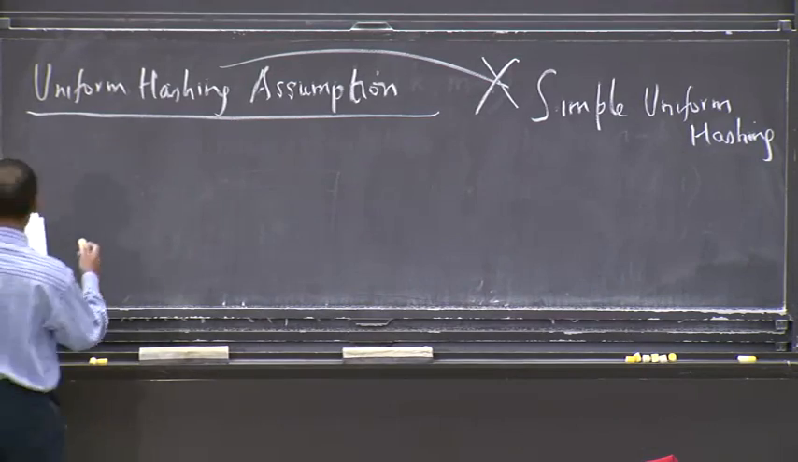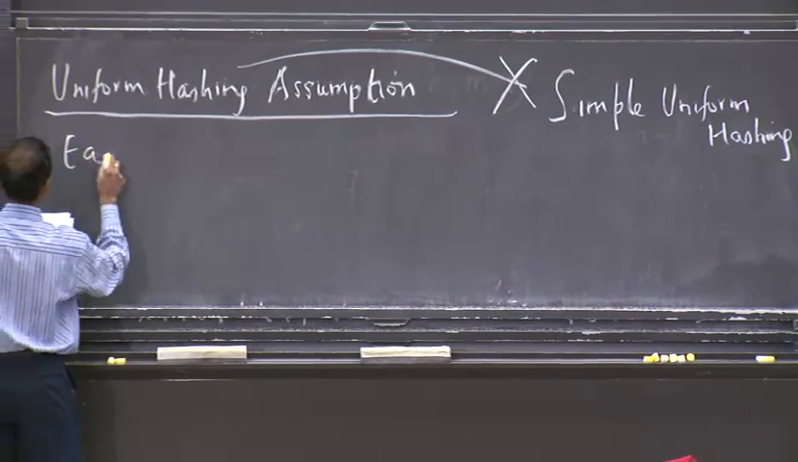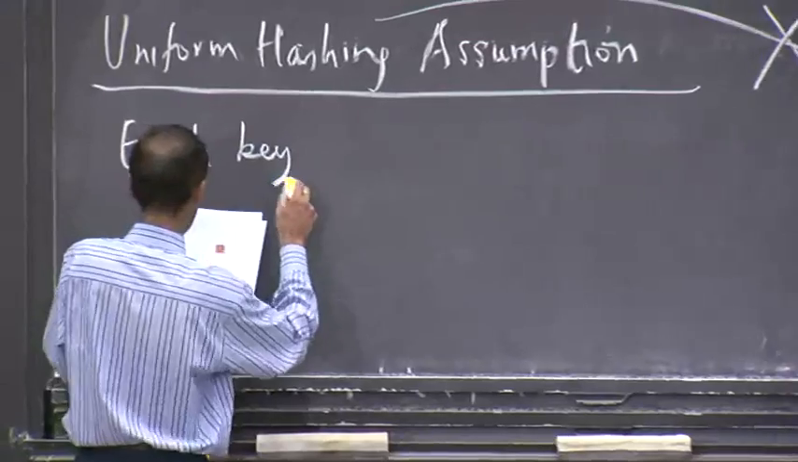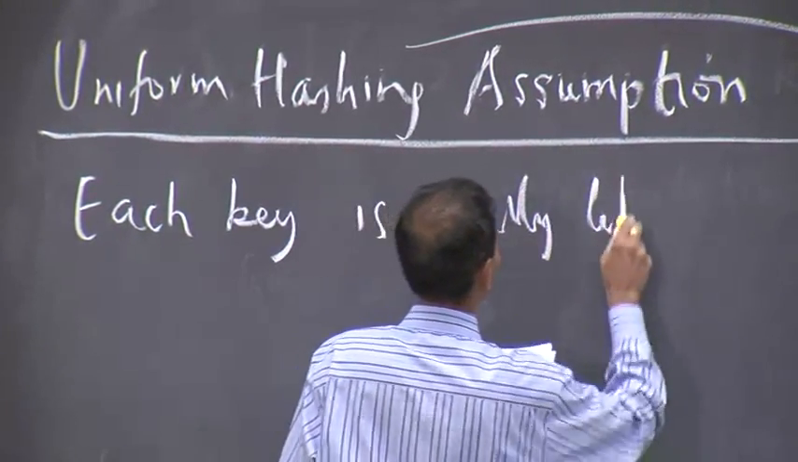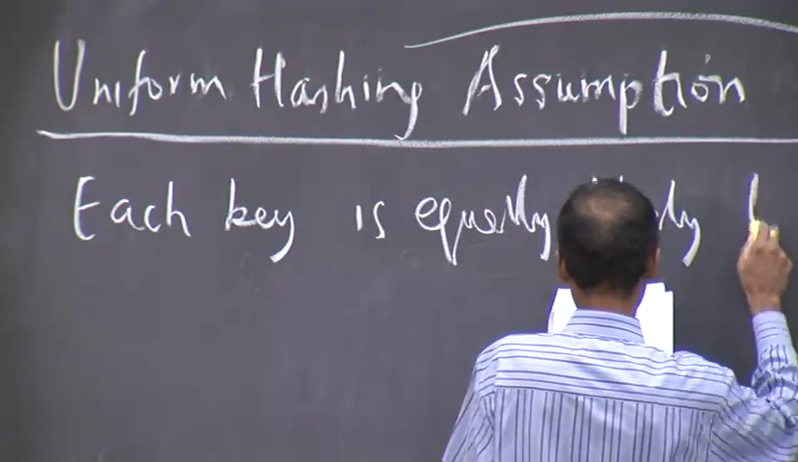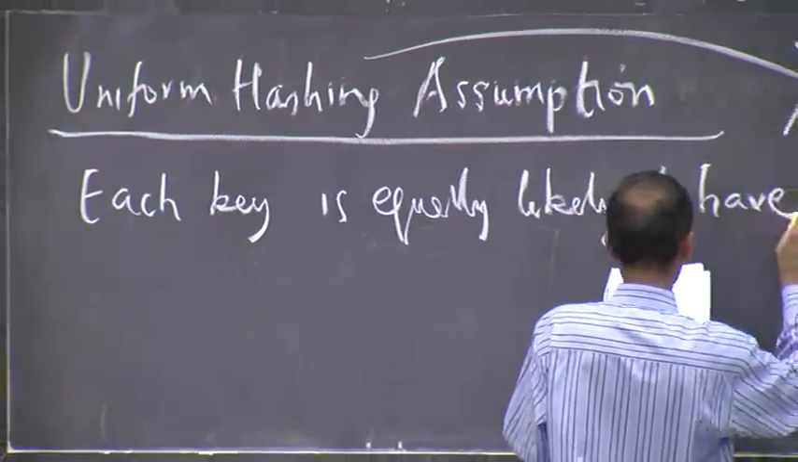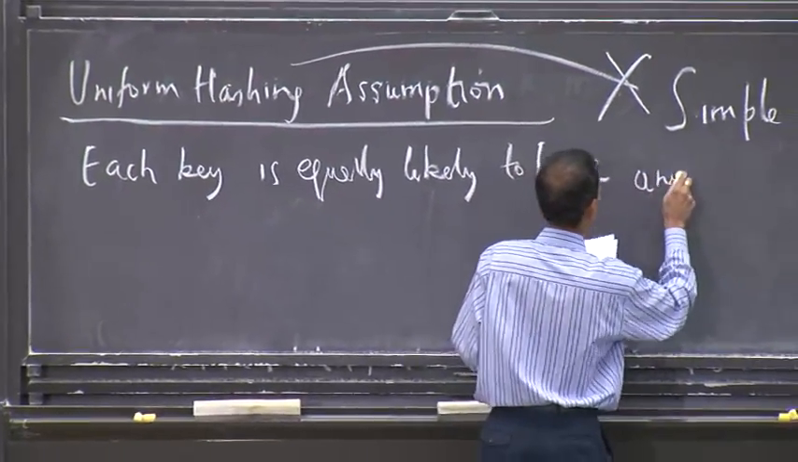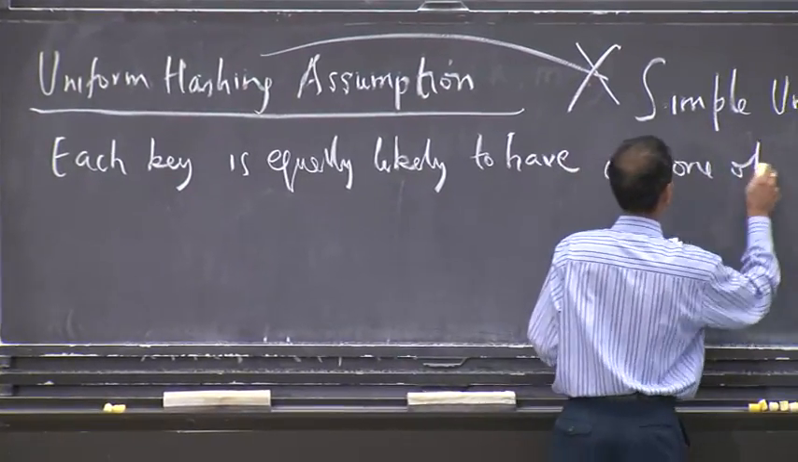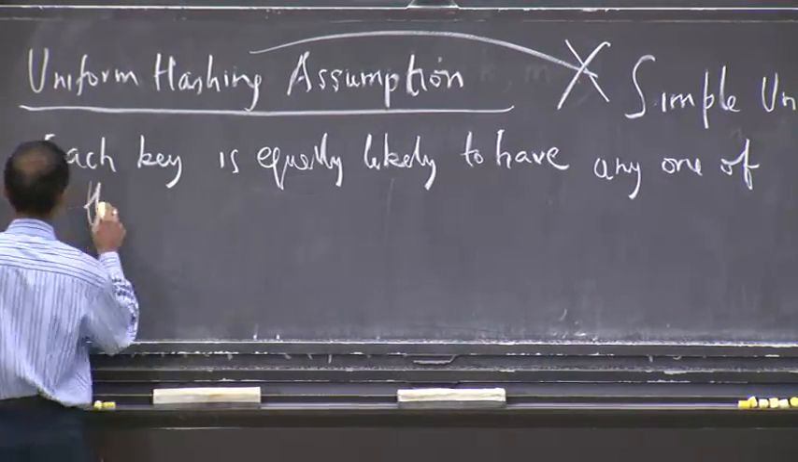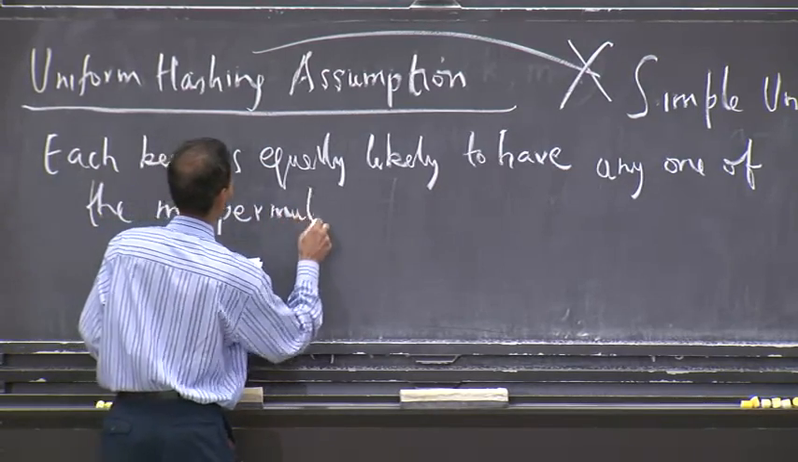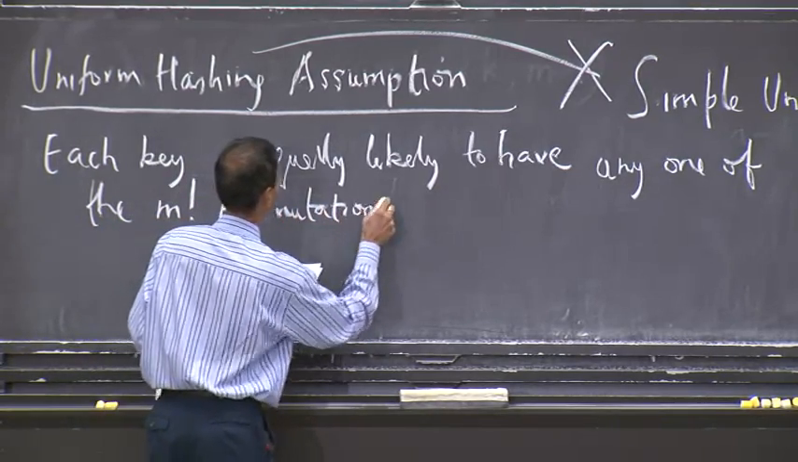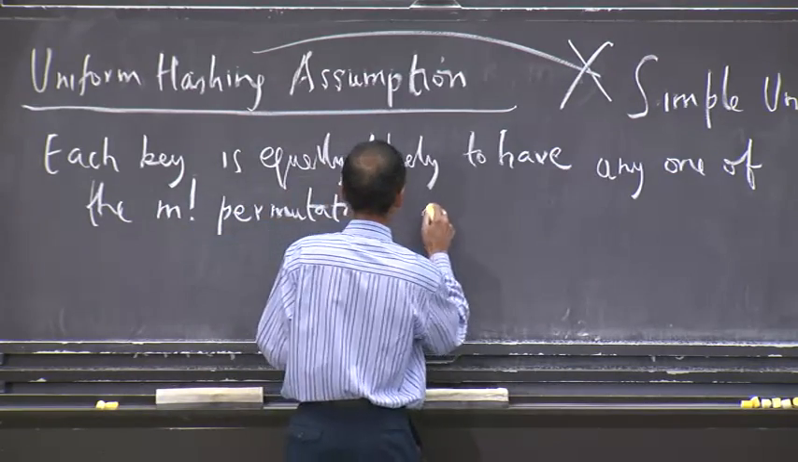The uniform hashing assumption says each key is equally likely to have any one of the m factorial permutations as its probe sequence. So we're talking about random permutations here.